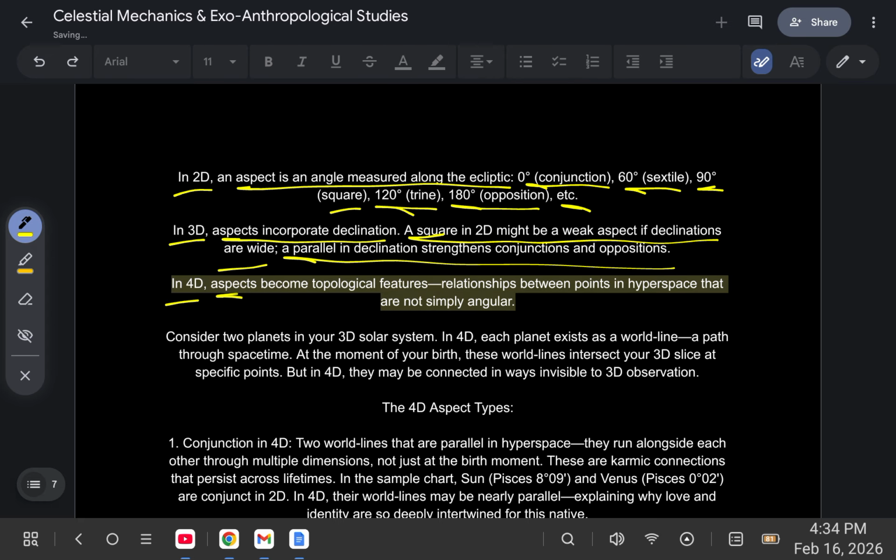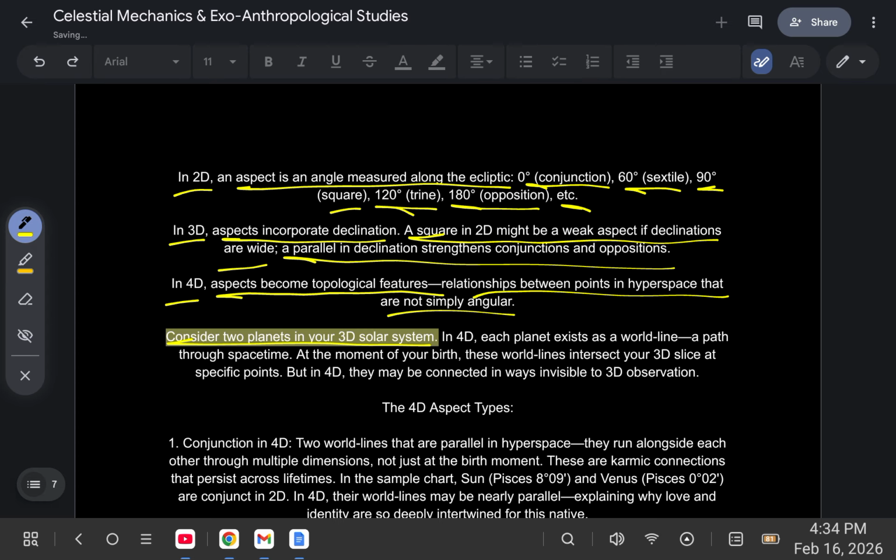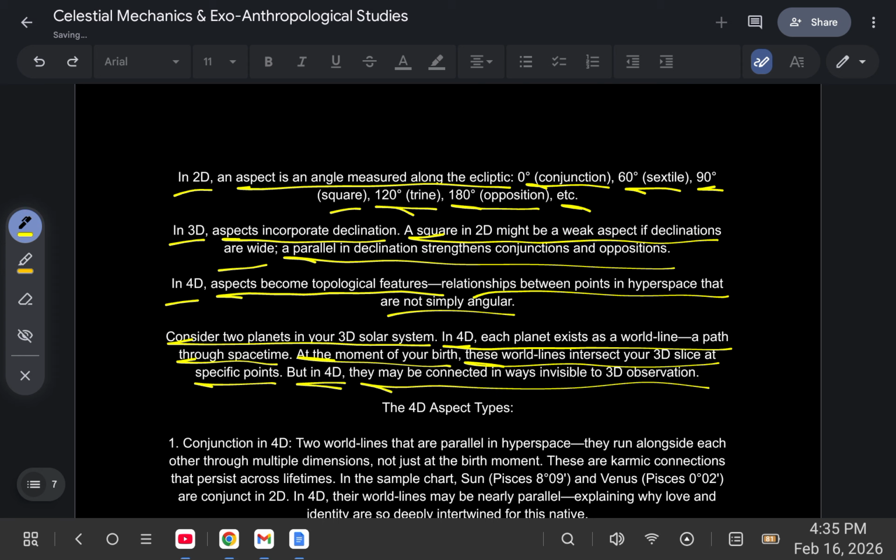In 4D, aspects become topological features, relationships between points in hyperspace that are not simply angular. Consider 2 planets in your 3D solar system. In 4D, each planet exists as a world line, a path through space-time. At the moment of your birth, these world lines intersect your 3D slice at specific points, but in 4D, they may be connected in ways invisible to 3D observation.